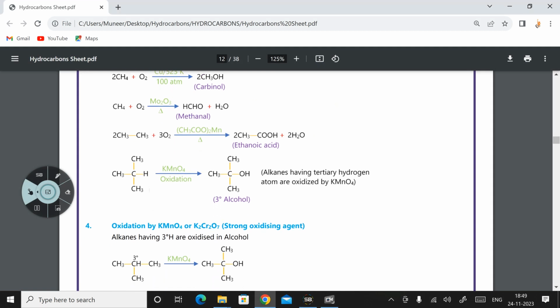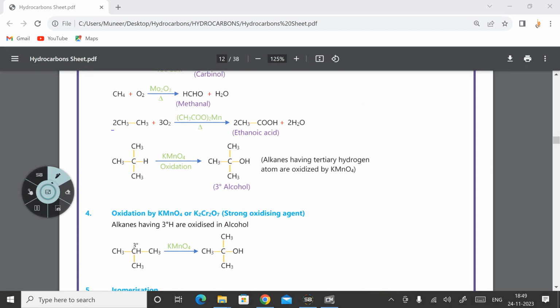Next one. See here. CH3, what is its name? CH3 means ethane, isn't it? When ethane is treated with oxygen in the presence of manganese acetate, (CH3COO)2Mn, as a result, ethanoic acid is formed, or acetic acid. Its name is acetic acid.